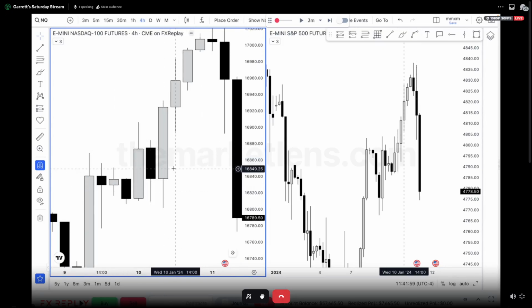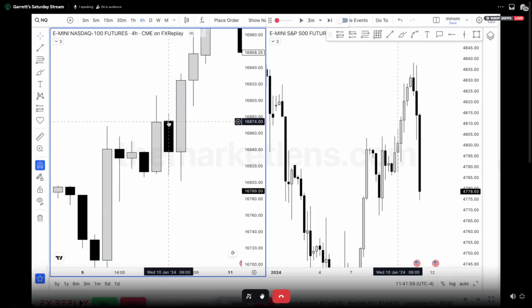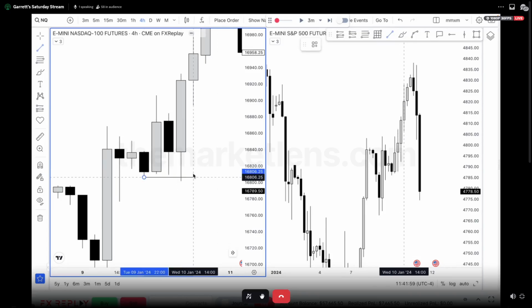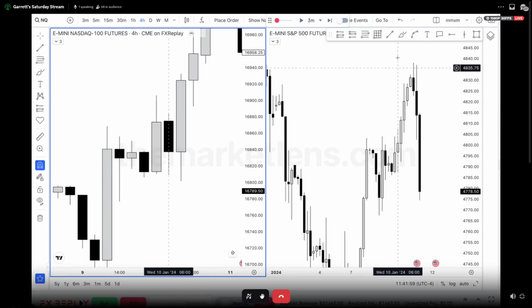Didn't really manipulate. I don't really see it would have to take out this high to be a manipulation. But even if it did that, it would just be manipulation to get to this low. And then once we get to relevant lows, it's like a new phase of price, you know? And we got this SMT here, taking out Asia lows and forming that SMT.